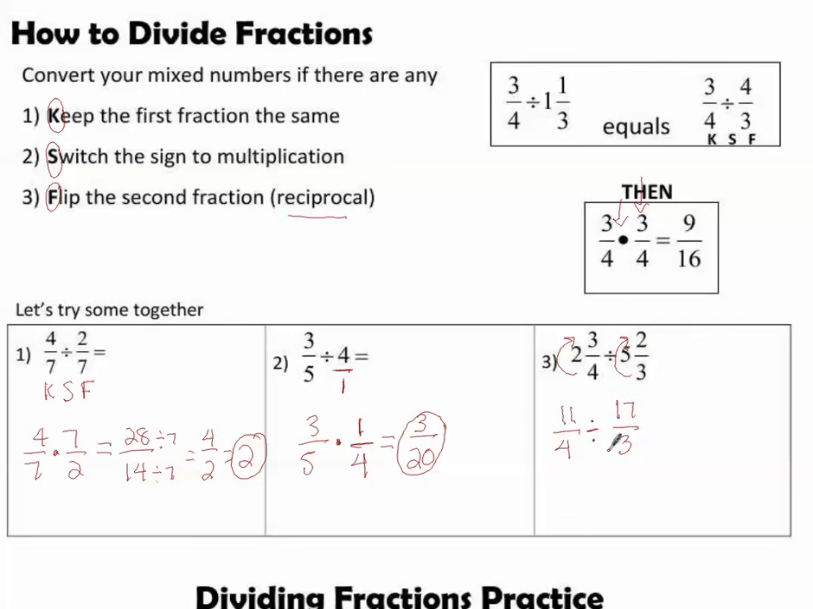Now that they're both improper fractions, you can keep the first fraction, 11 over 4, switch to multiplication, and flip your second fraction. Get 33 over 68, and this does not reduce, so circle it to show it's your final answer.